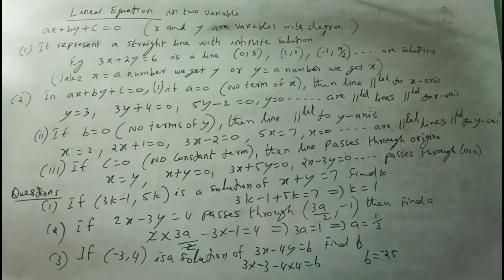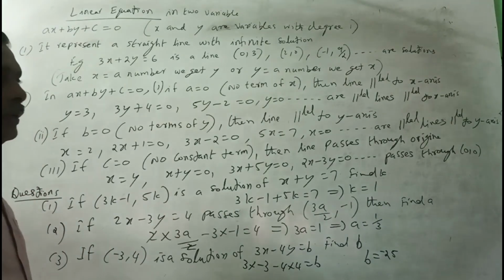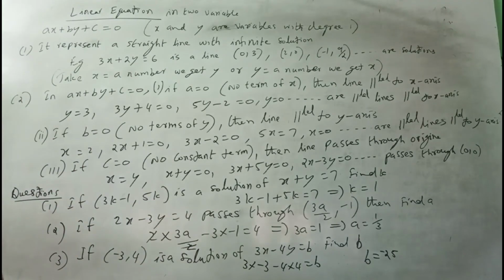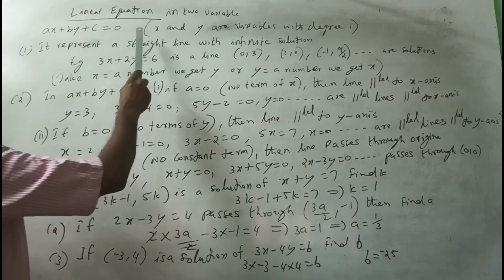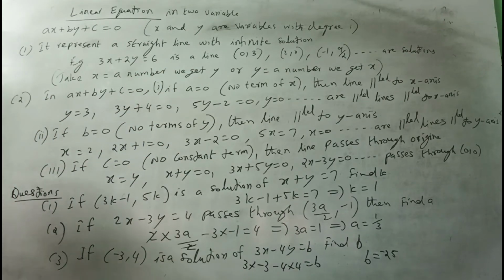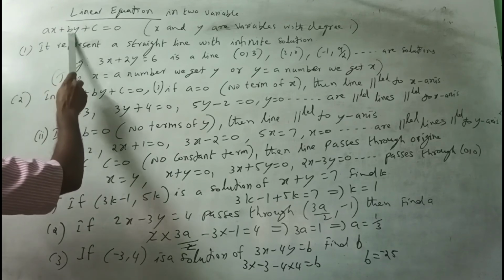Linear equation in two variables. The word linear you studied in polynomials. Linear means a polynomial having degree 1. Now there is only one variable in that case, but here we are using two variables. Let the variables be x and y, and both of those variables have power 1.